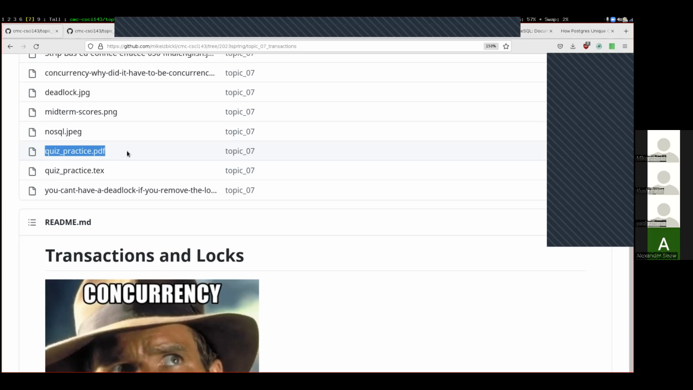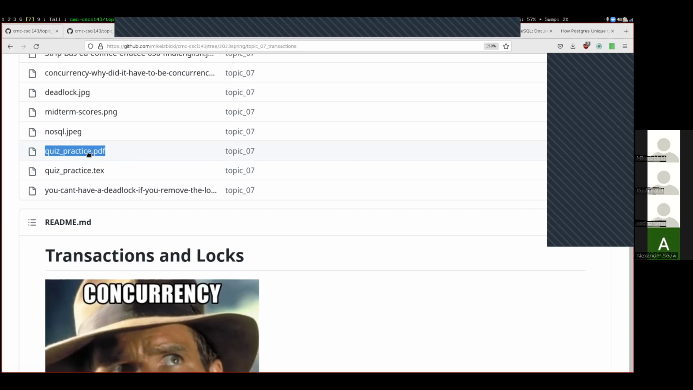This quiz will be for the Wednesday after spring break, when we'll have the actual quiz itself. And the format of this quiz will be a little bit different. You will have access to a computer for the quiz. You're going to need to reference the Postgres documentation. That's why you'll have access to a computer.